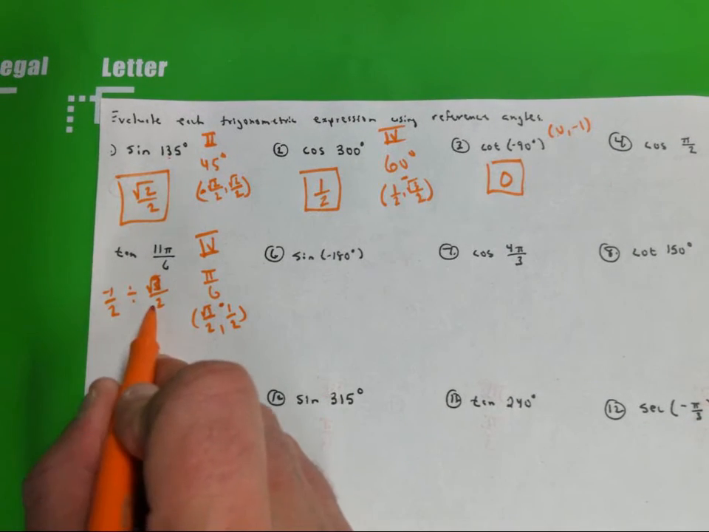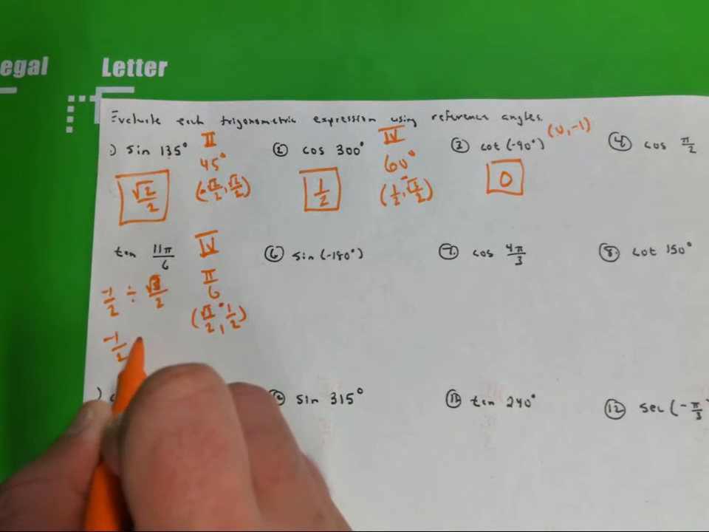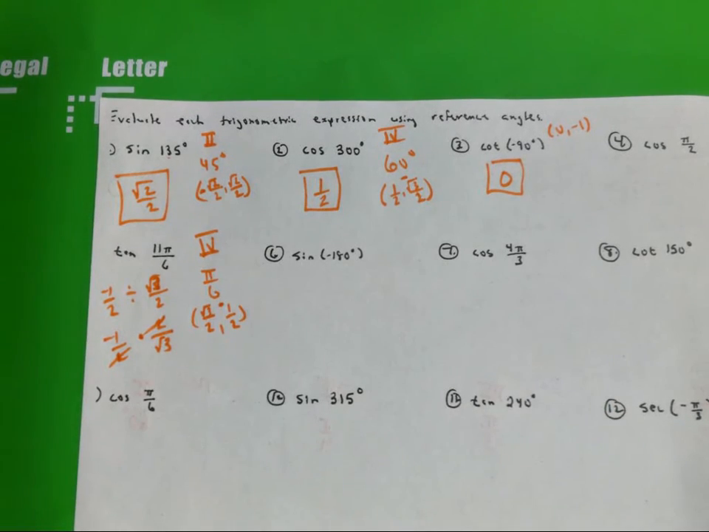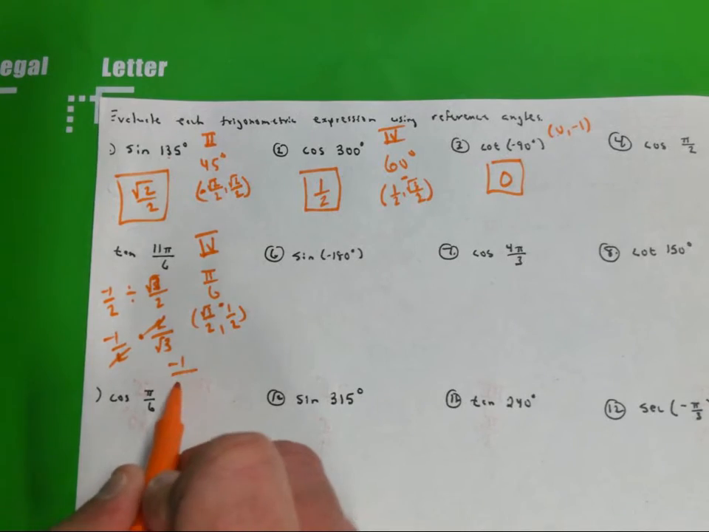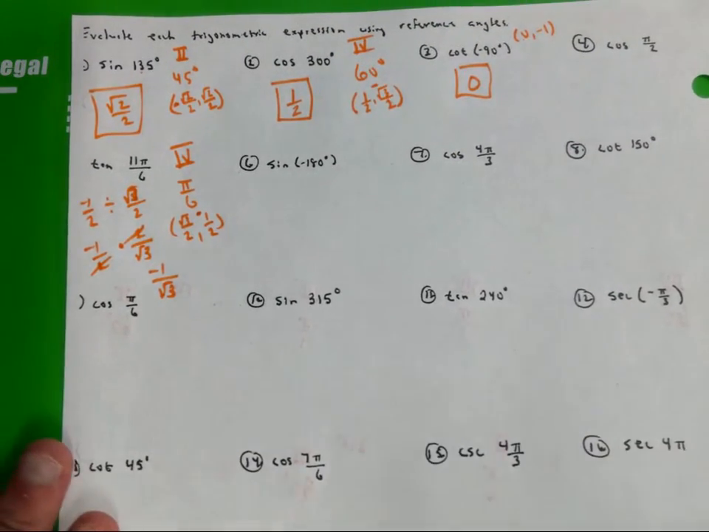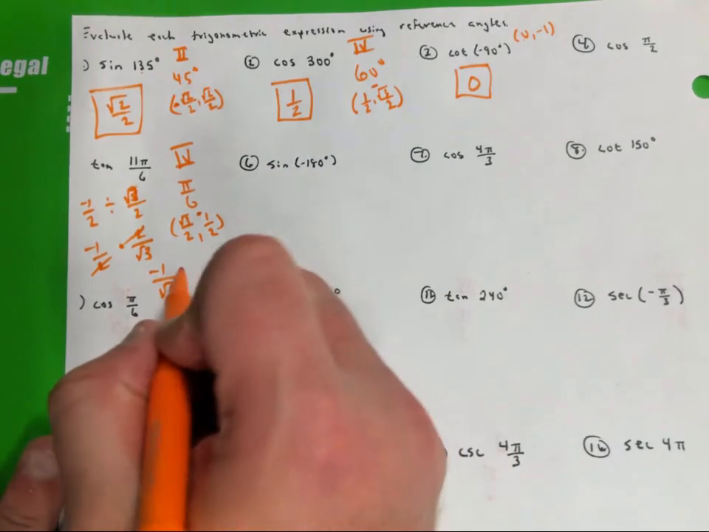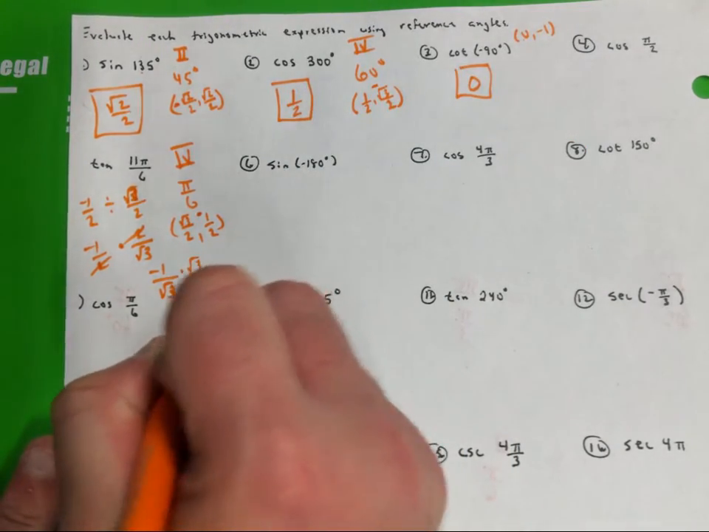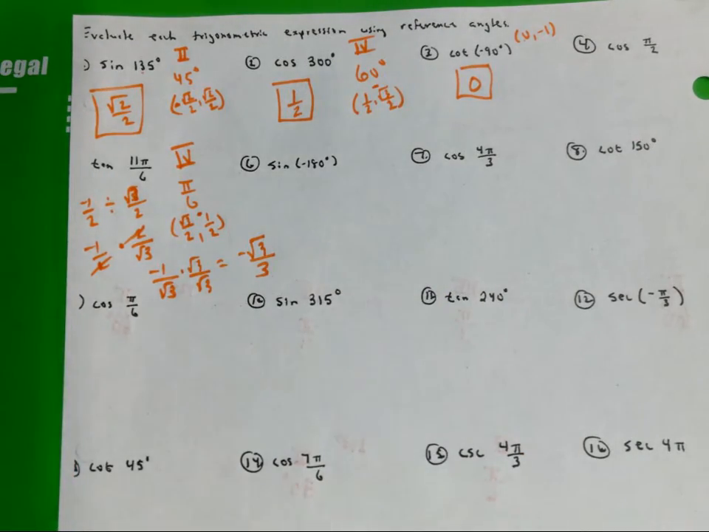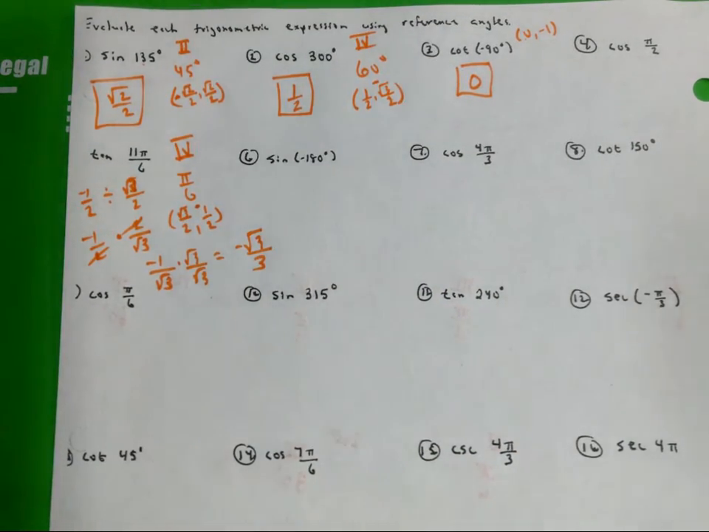So, it's y divided by this. When you're dividing something, you multiply by the what? Reciprocal. Those 2's cancel out. I'm left with negative 1 over square root of 3. Can you ever submit me something with the radical in the denominator? No, so I'm going to rationalize it. So it's negative square root of 3 over 3. So that would be my answer.